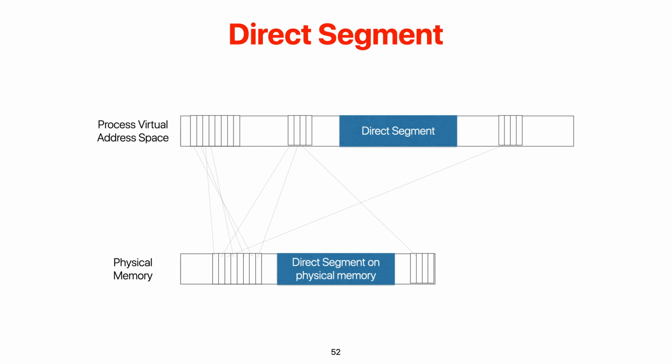So the direct segment has its own starting address called base and its ending address called limit. And because the size of your direct segment in the virtual address space is the same as the size in the physical address space, every address within this direct segment is essentially the virtual address plus the offset between your base address and the starting address of the physical location of the direct segment.